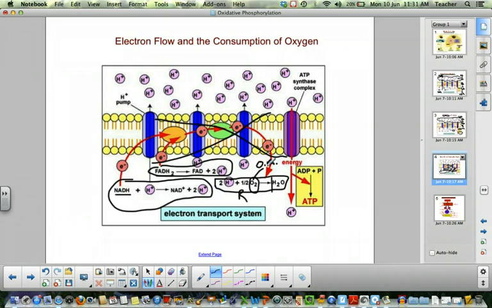Okay, but none of this would happen if oxygen wasn't there. So this flow of electrons only happens if oxygen is present. Never any other time. That's why without oxygen, the entire process shuts down. And the cell goes into anaerobic respiration.